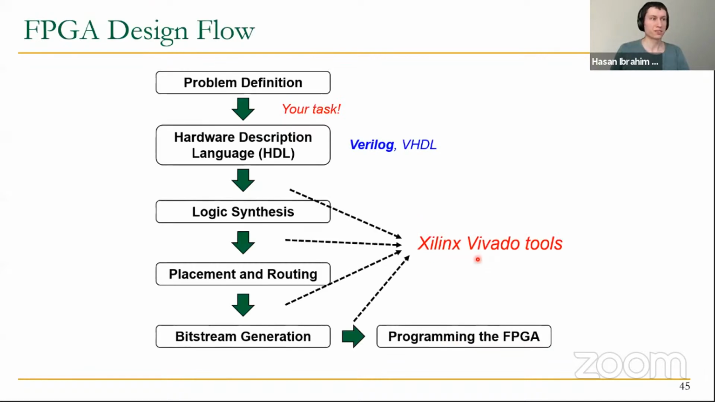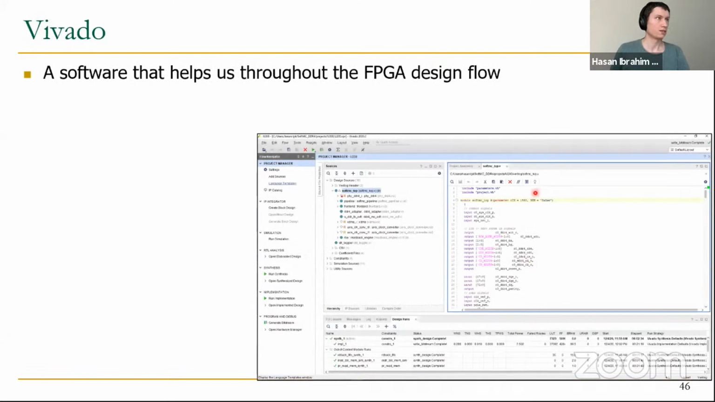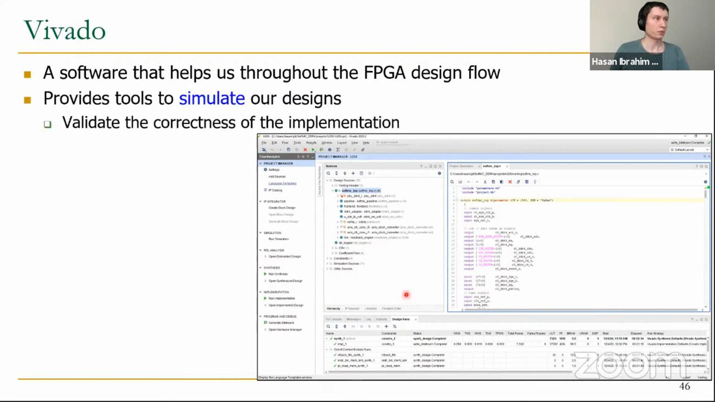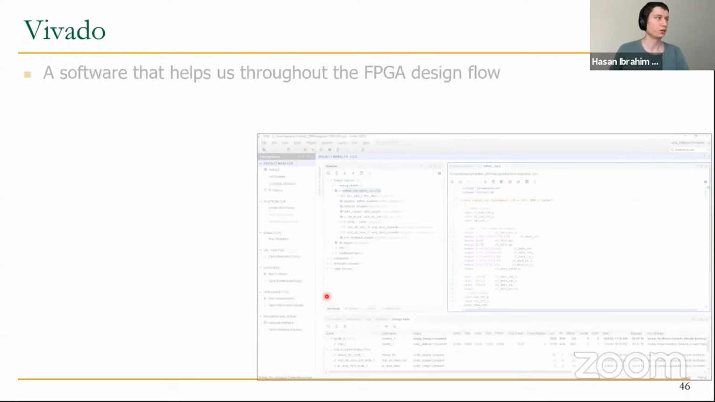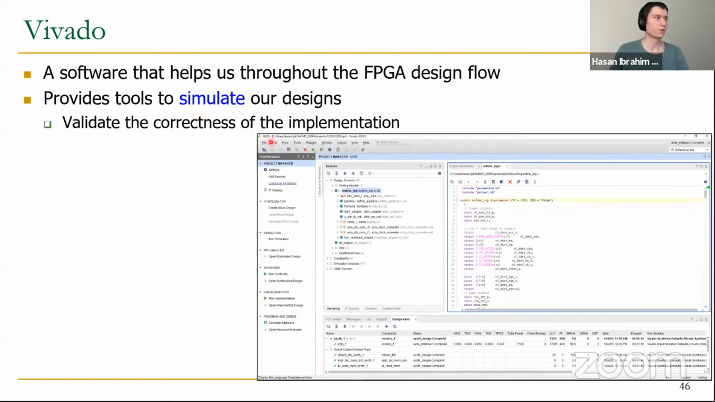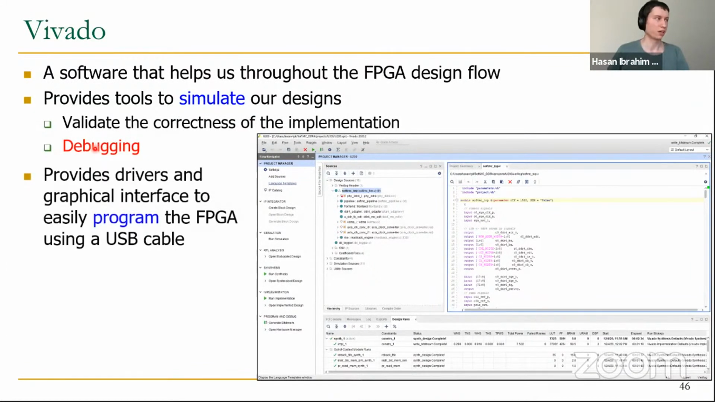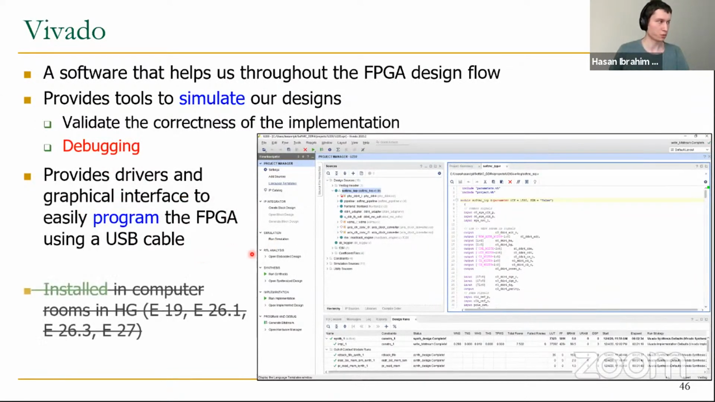Okay, and for this, we will be using Xilinx Vivado. And this is what Vivado looks like. I will explain it a bit more, and I will run a short demo slightly after this slide. So Vivado basically helps you go through the design flow that I showed here. It also has an embedded simulator that you can use to simulate your hardware design, which will help you to debug and find problems in your design. It provides drivers and a graphical interface to easily program the FPGA using a USB cable.